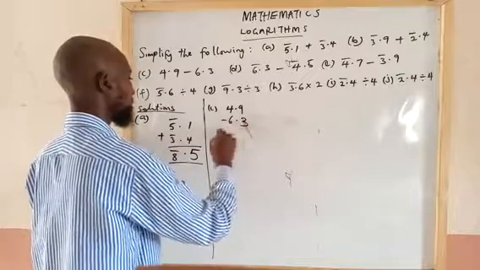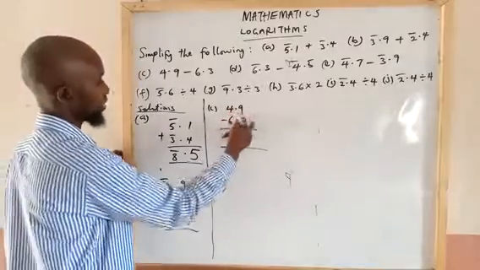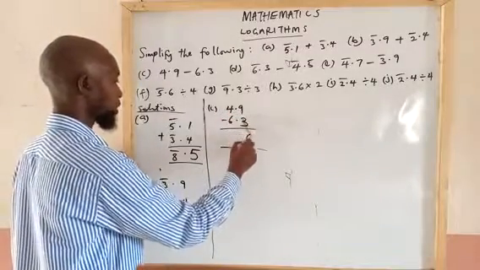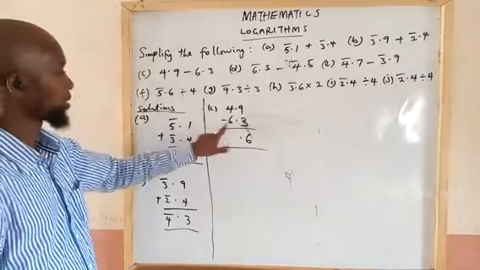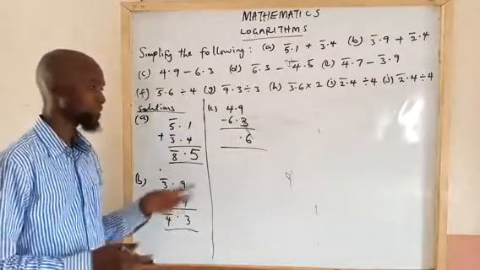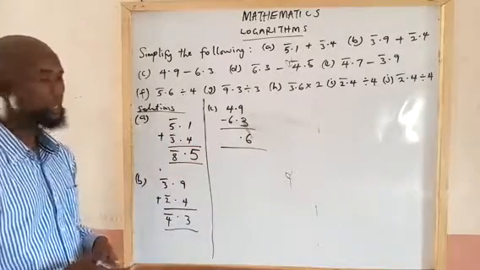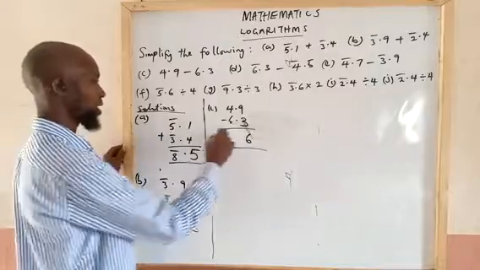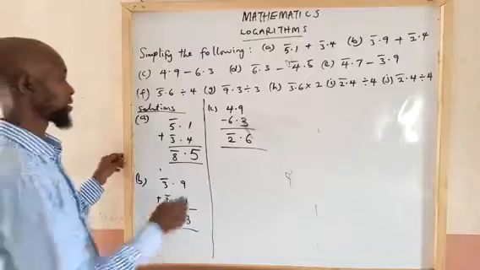4.9 minus 6.3. So to do this, we say 9 minus 3, that gives what? That gives 6. So the decimal point here. But what is 4 minus 6? We can see the result of subtracting 6 from 4 gives us what? A negative value. So the negative value this time around is called bar what? Bar 2. That's the C part of the question.